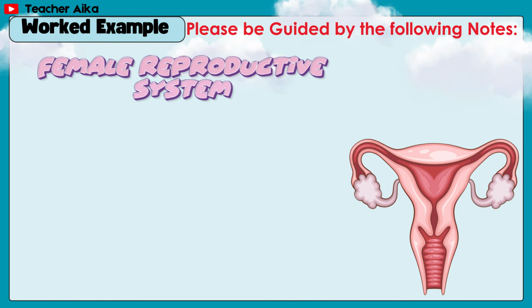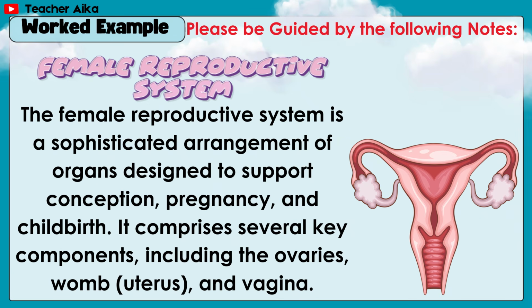Please be guided by the following notes. Female reproductive system. The female reproductive system is a sophisticated arrangement of organs designed to support conception, pregnancy, and childbirth. It comprises several key components including the ovaries, womb or uterus, and vagina.